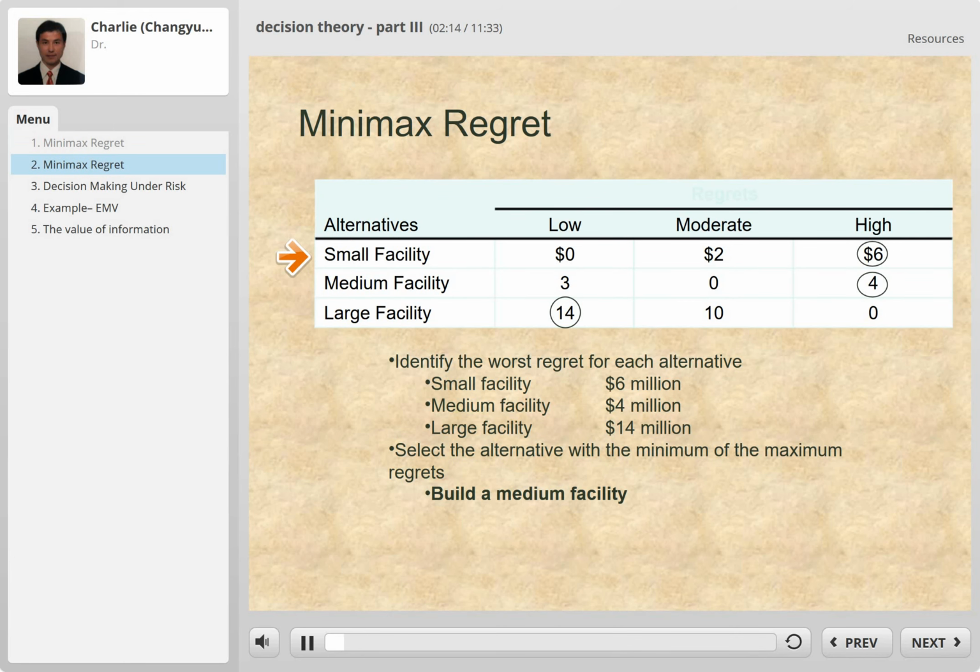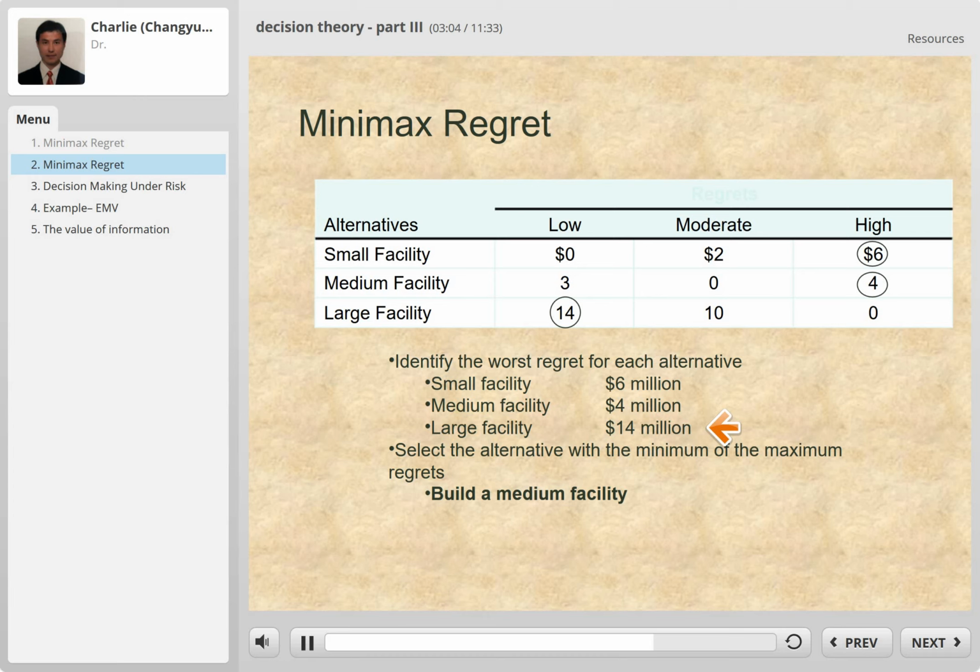Now suppose we choose a small facility. What is the largest regret we can possibly have if we choose a small facility? It is $6 million. If we choose medium facility, what is the possible biggest regret? It's $4 million. If we choose a larger facility, what's the possible largest regret? $14 million. So we write them down. For small facility, the biggest regret is $6 million. With medium facility, the biggest regret is $4 million. Large facility, the regret is $14 million.